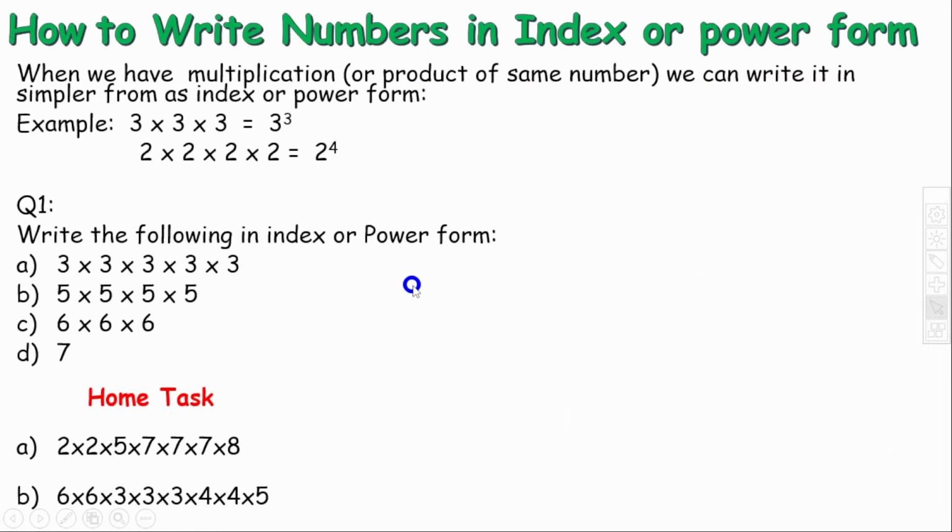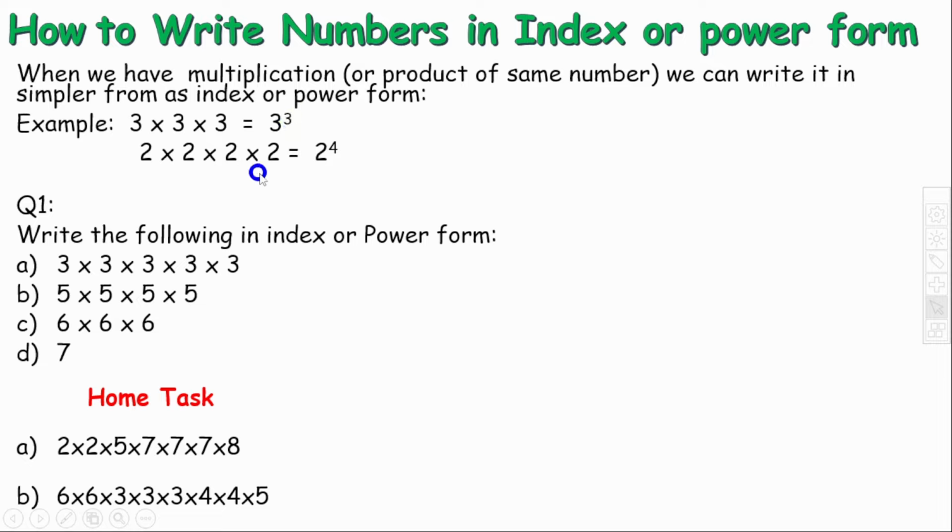Now let's get back to the topic of today, how to write numbers in index or power form. When we have multiplications of the same number over and over again, it is simpler for us to express it in index or power form. For example, if we are having 3 times 3 times 3, you can see the same number over and over again, it is the same thing as writing 3 raised to power, how many of them? 1, 2, 3. This small power on the top is the number of occurrence. So 3 raised to power 3.